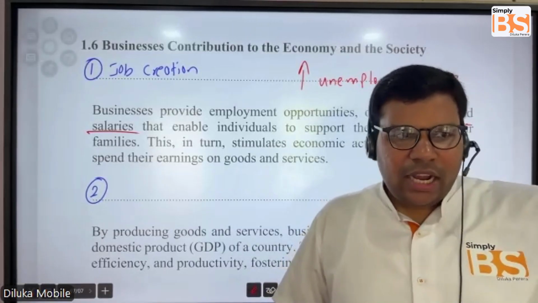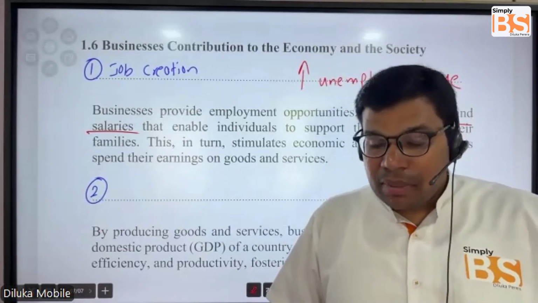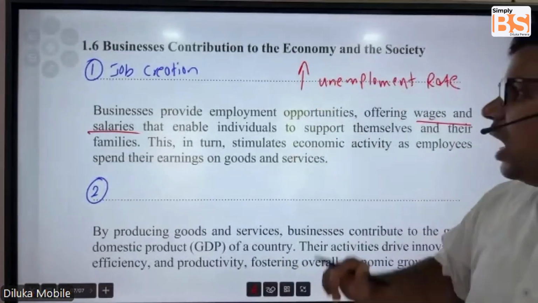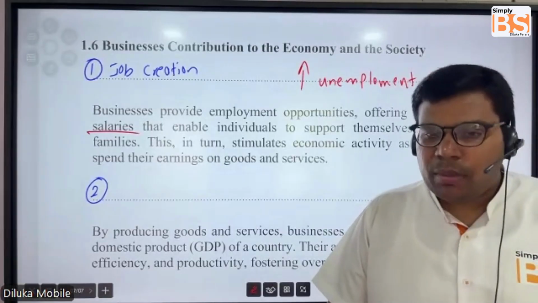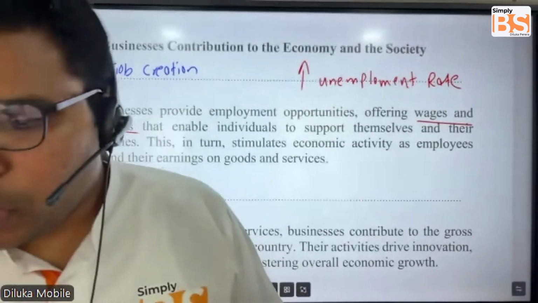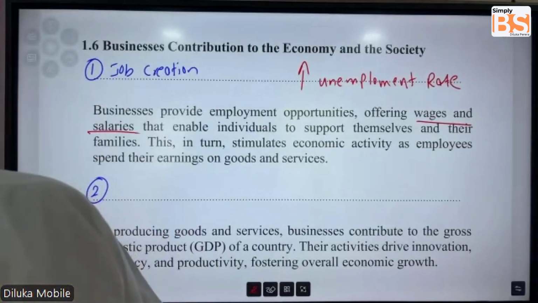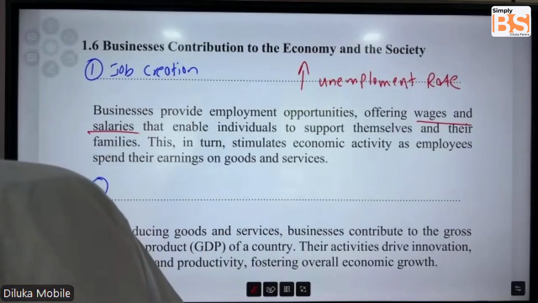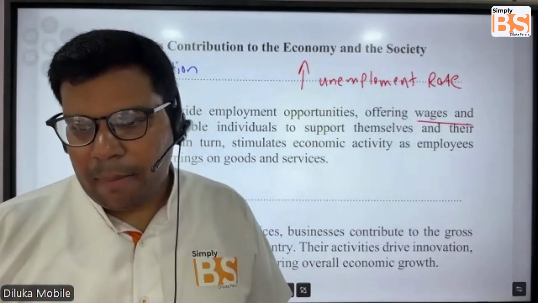Exactly. If the rate of people who are not having jobs is increasing continuously, that's very bad for the economy because that's a burden for the economy. If this unemployment rate is increasing, then it's a burden for the government of Sri Lanka. Why? People don't have ways to earn income. If you don't have a job, how can you earn some income? That's a big problem, right? So, students, if the unemployment rate is increasing, then that's a burden for the economy.